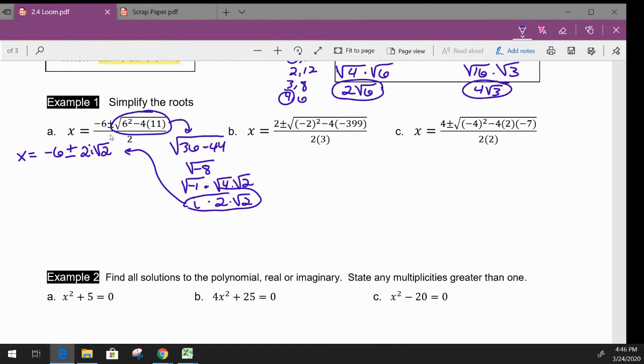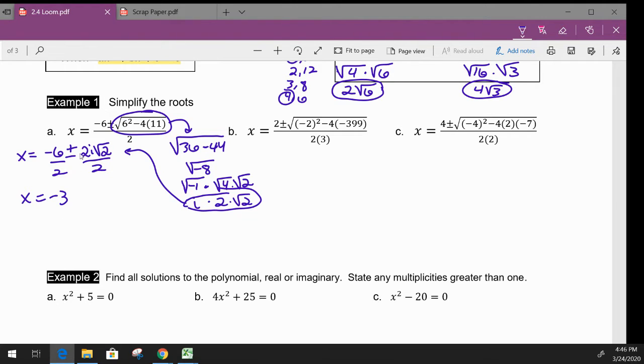You must divide both the negative b, which in this case is -6, and the radical by 2. So this is like having 2 terms being divided by 2. So that 2 gets distributed to both parts of the number. Now take your -6 divided by 2, and you get -3.